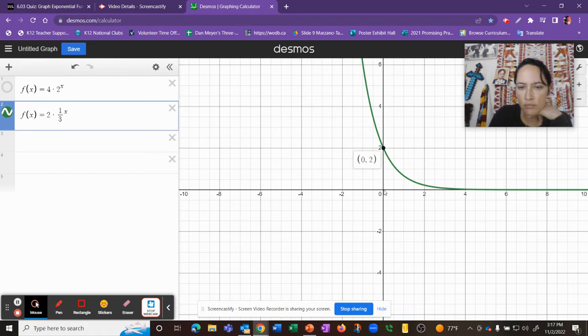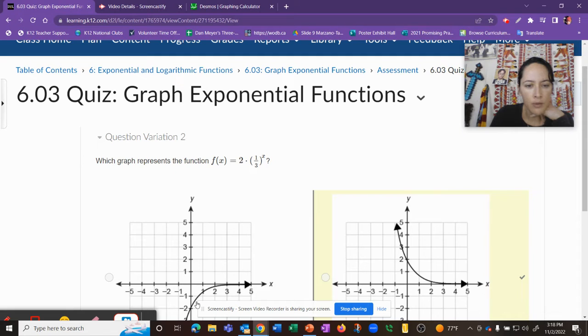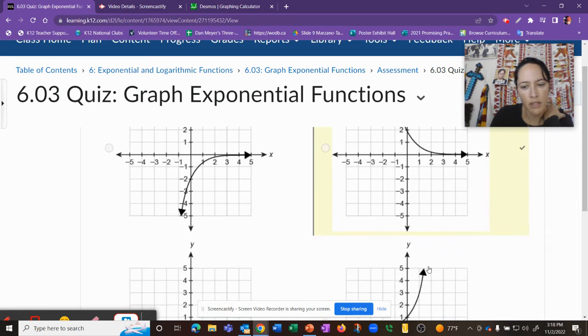Crosses at 2. Makes sense. That's that value right there. When x equals 0, 1/3 to the x still equals 1. Okay, let's go see if we can find it. Okay, notice how this is the wrong direction. Oh, look, it crosses at 2. See what the other one's.